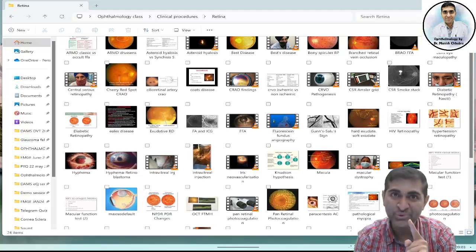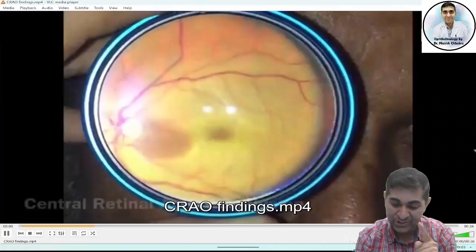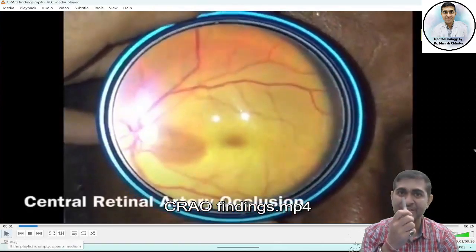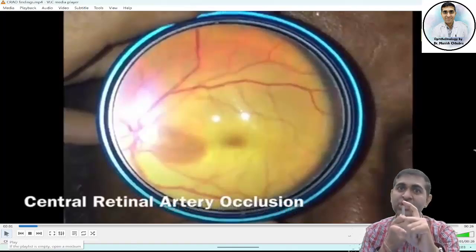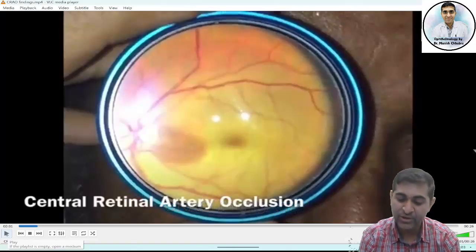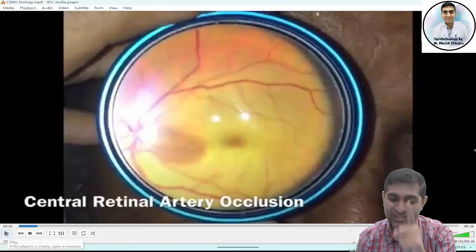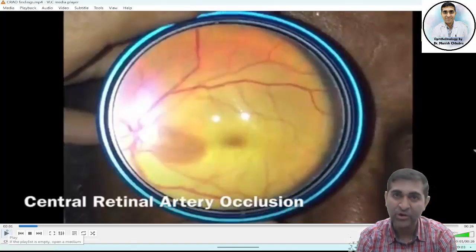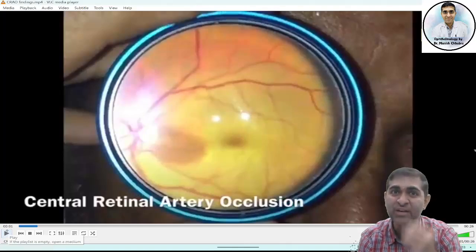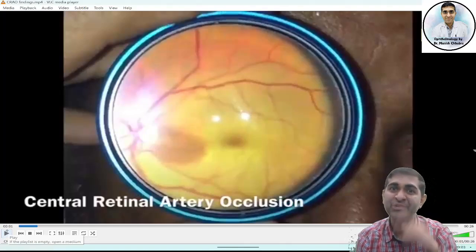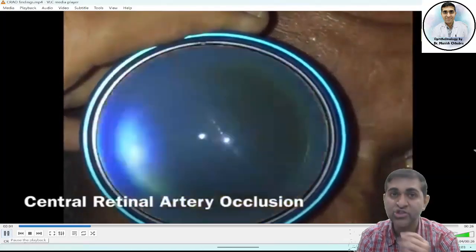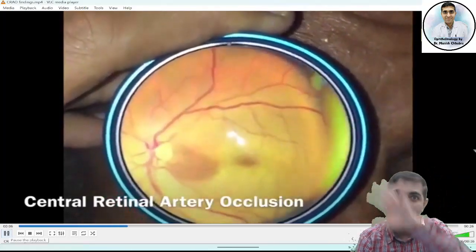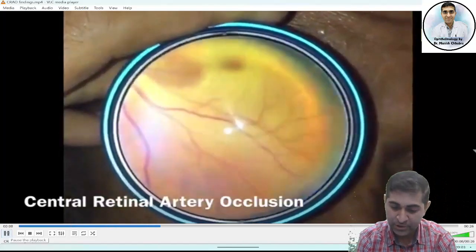So I am going to show you now CRAO. Check out CRAO. This is with the help of a mobile and lens by which I have focused on the retina. Now can you appreciate that there is presence of cherry red spot? There is another important thing which we have just discussed. If you could appreciate, you just need to WhatsApp me and tell me what else do you see. So here in this patient, can you appreciate cherry red spot and there is milky white retina? I hope you are able to appreciate it.